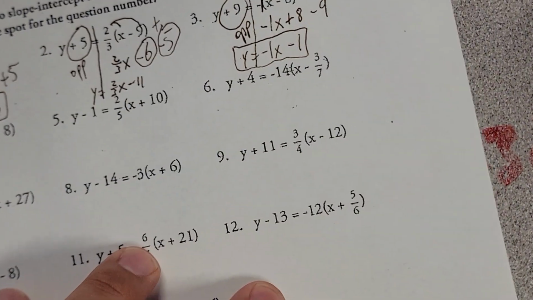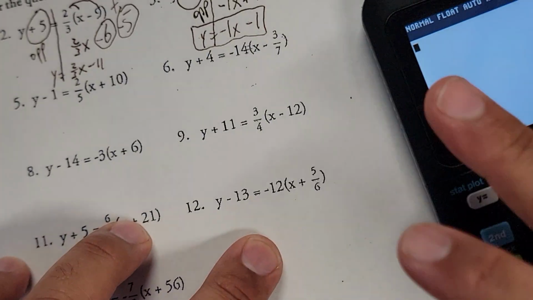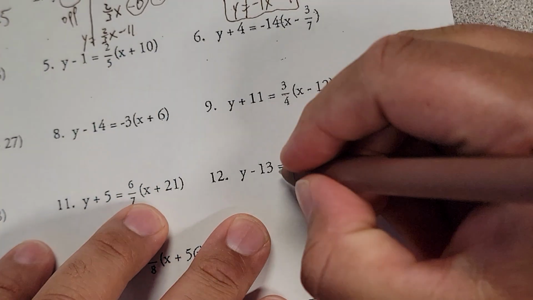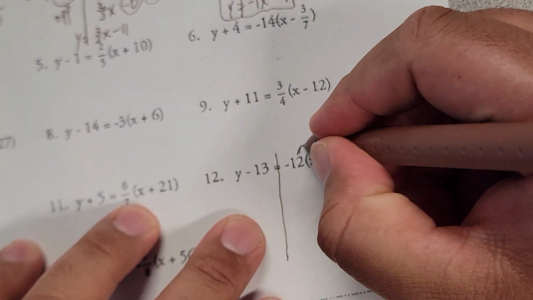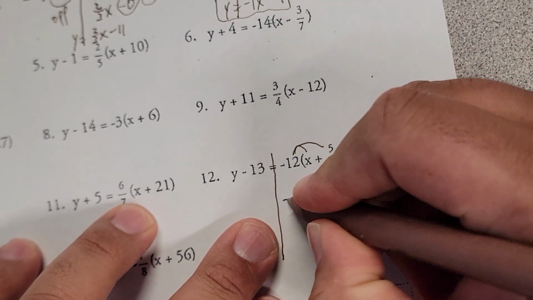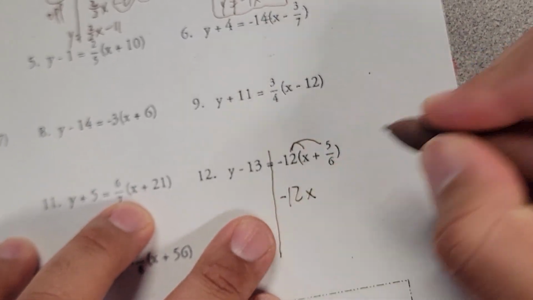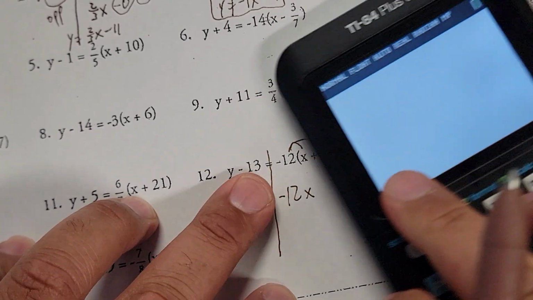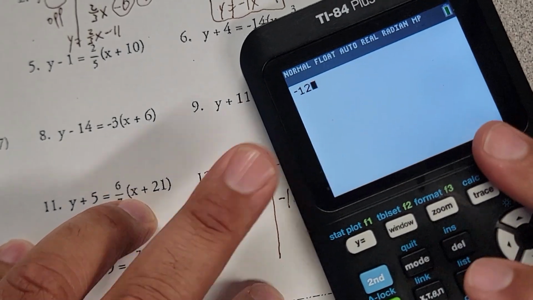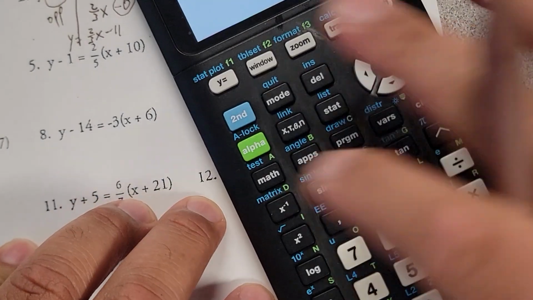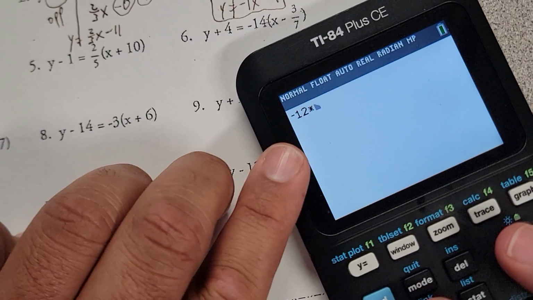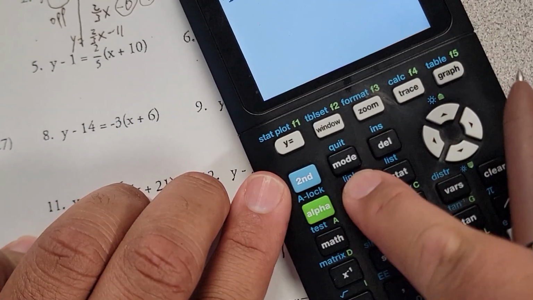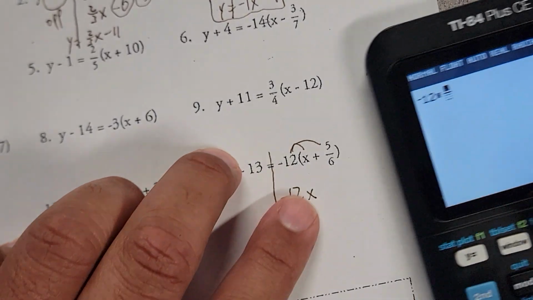All right. Even when we have fractions, don't freak out, guys. Let the calculator do the work. Like look at number 12. All right, draw your line. Copy this down, the negative 12 and the x. Just copy it down. That's easy. Now I'm going to type in negative 12 like that times. To get the fraction, all right, I'm going to push alpha x, and then my fraction comes out.